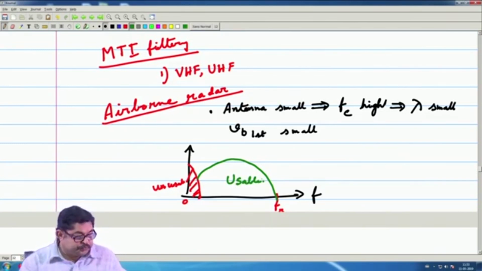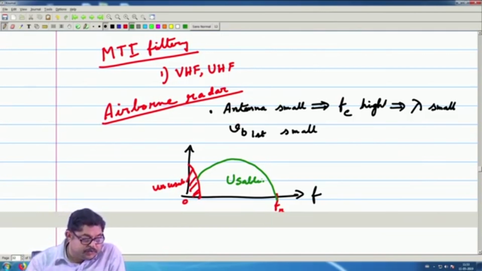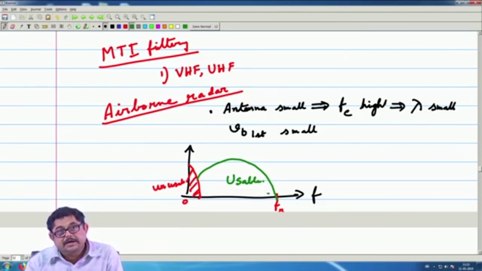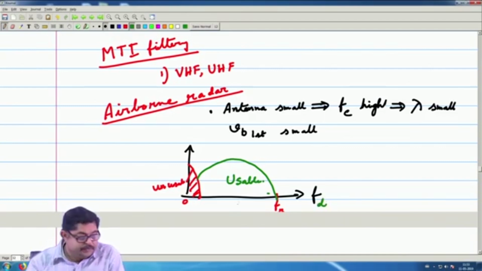Now, the problem is, if the blind speed is small, it may come into this space. So the blind speed comes within the desired target Doppler space. This is actually the usable space, this is the target space, and I want to detect it, actually this should be FD.